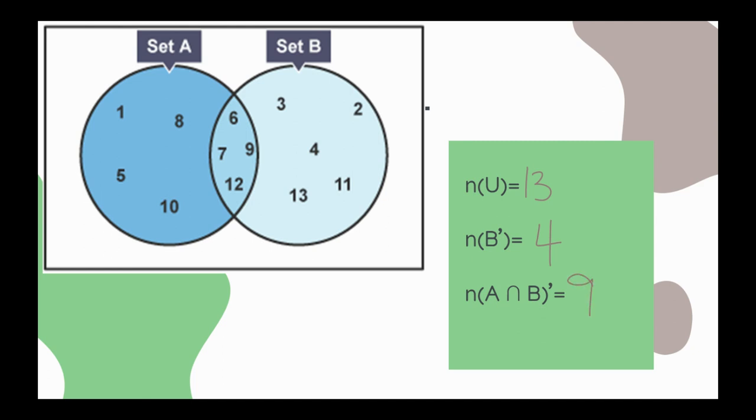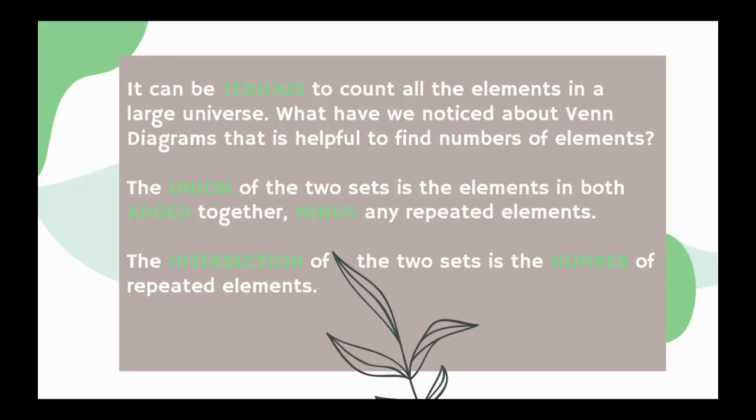4 in the dark blue and 5 in the super light blue, and that makes 9 total. Okay? Now, sometimes it can be a little tedious to count all the elements depending on how big the universe is. So what have we noticed about Venn diagrams? If you think back to that alphabet one, remember I didn't want to count them all up. If I know there's 26 total, I can just subtract how many are in the set, and then I know the answer to the complement or whatever else, okay?